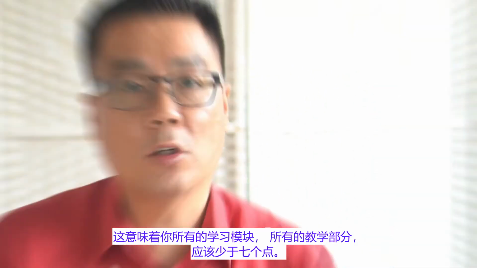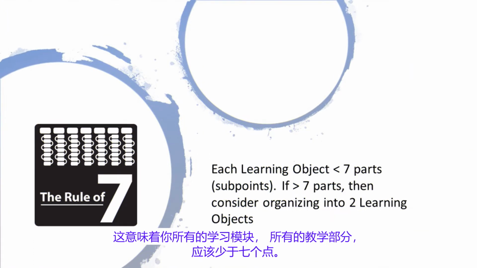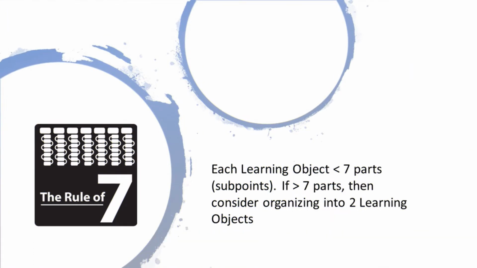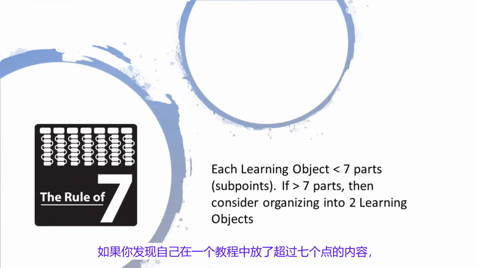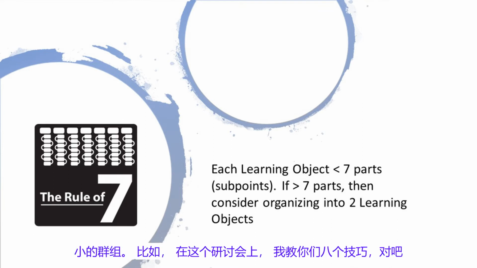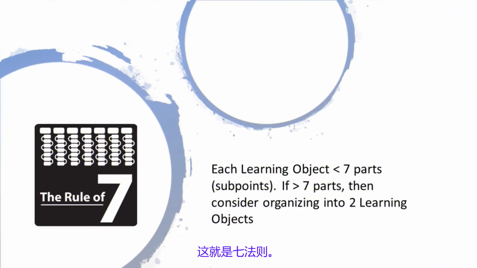So what that means is all your learning objects, all your teaching segments should have no more than 7 points. And if you find yourself adding more than 7 points in one learning segment, what you need to do is break up those points into smaller groups. So for instance, in this workshop, I'm teaching you 8 hacks, right? Well, 8 is more than 7. So I decided to break up the 8 into 2 groups of 4. That way, each segment is less than 7 points. So that's the rule of 7.